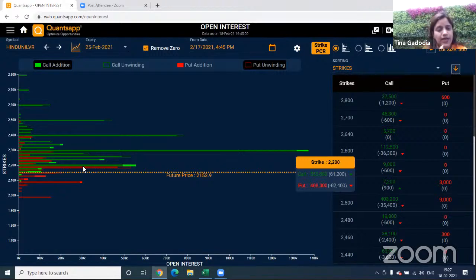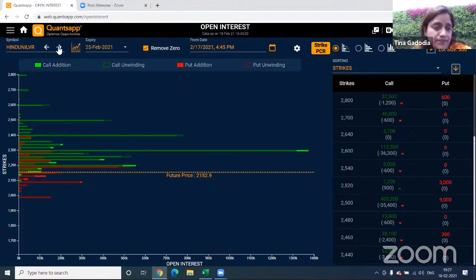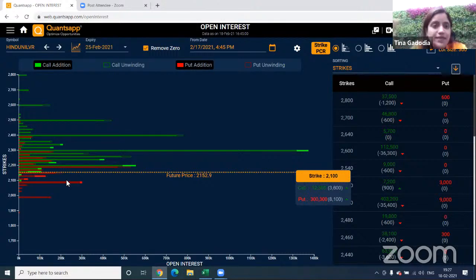Someone asked me on Twitter, so I thought let's cover this. Many times it's not necessary that the stock will behave the way we think. Many times there would be data which is confusing. So it's not necessary that you compulsorily trade. You have to let it go.